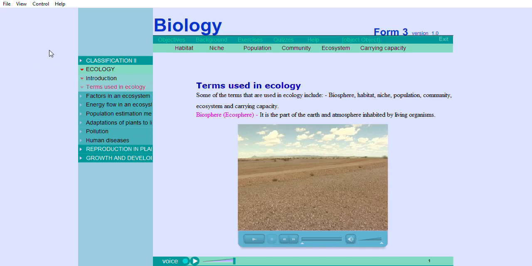Terms used in ecology. Some of the terms that are used in ecology include biosphere, habitat, niche, population, community, ecosystem, and carrying capacity. Biosphere or ecosphere. It is the part of the earth and atmosphere inhabited by living organisms. The video shows the biosphere or ecosphere. Click on the play button to watch the video.